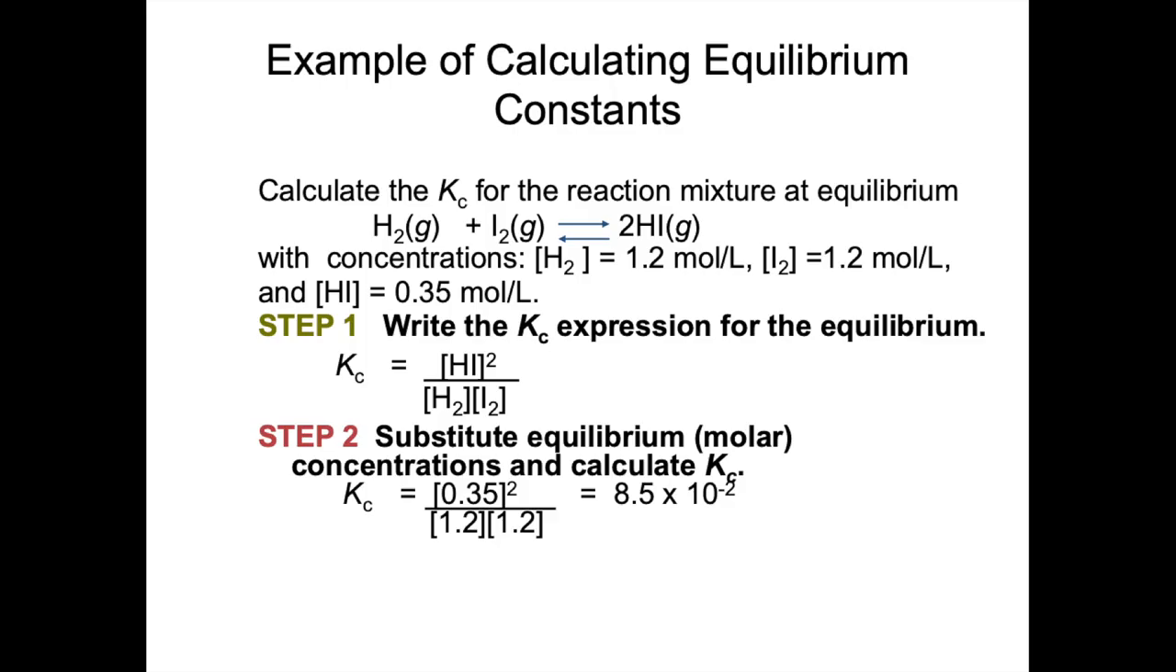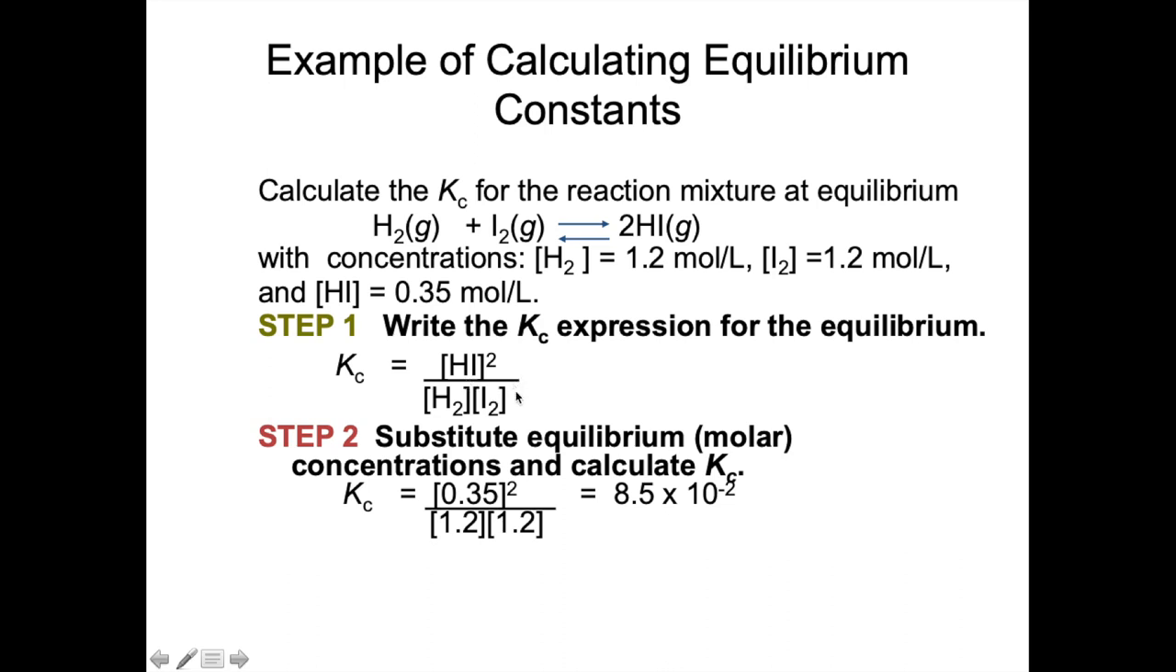So, what is the value of Kc? That's what the question's asking us to do. It wants us to calculate the Kc, the equilibrium constant. In order to proceed with this problem, as I said before, you need to be comfortable writing out an equilibrium expression. So we know that Kc is equal to our product over our reactants. Our product here is hydrogen iodide, raised to the power of 2. Our reactants are hydrogen and iodine, and just those. They have coefficients of 1 and therefore exponents of 1.